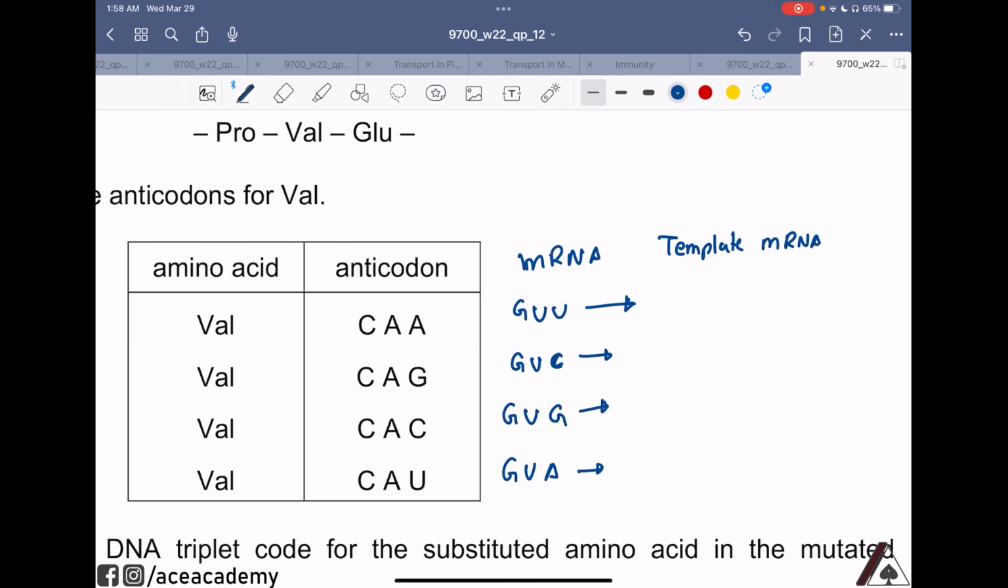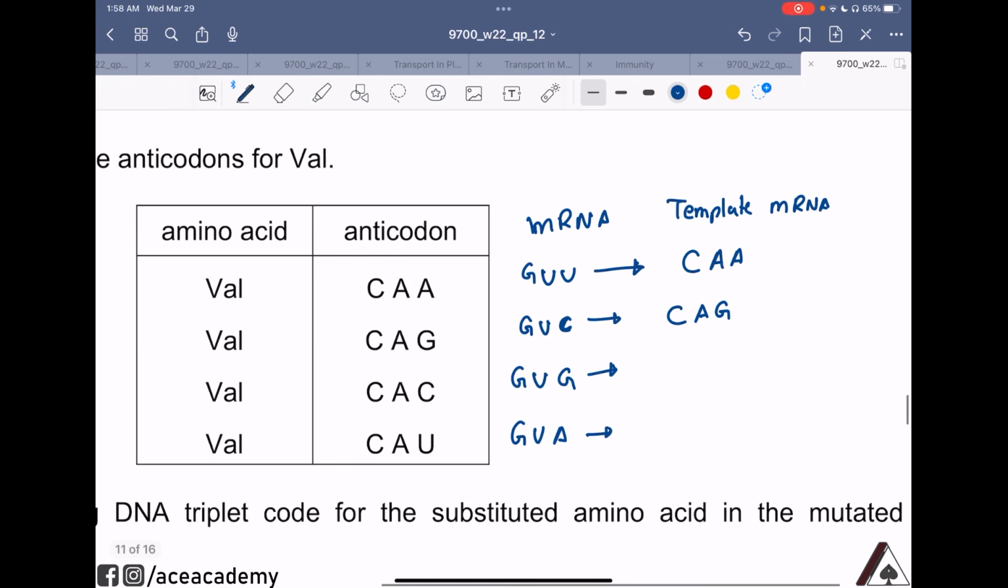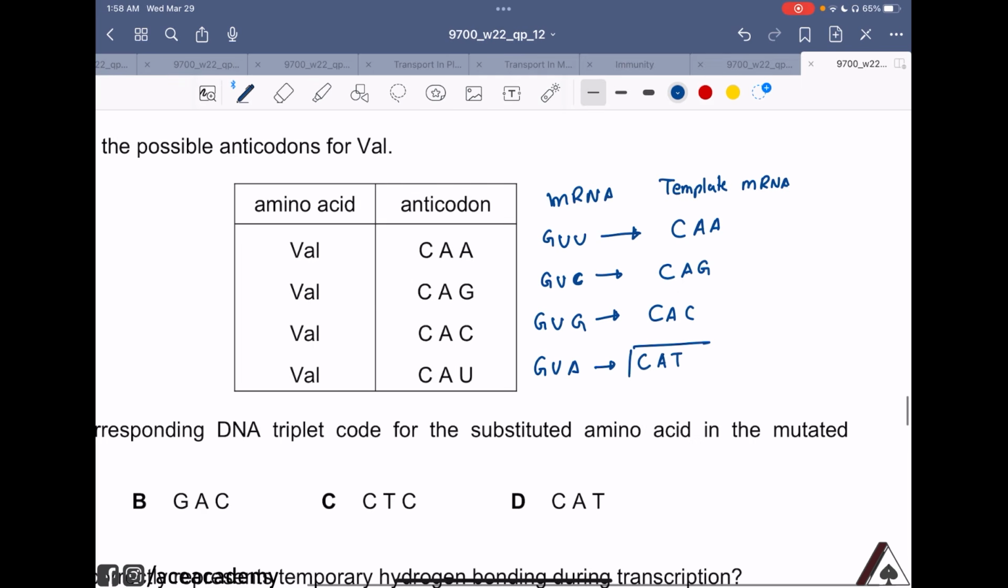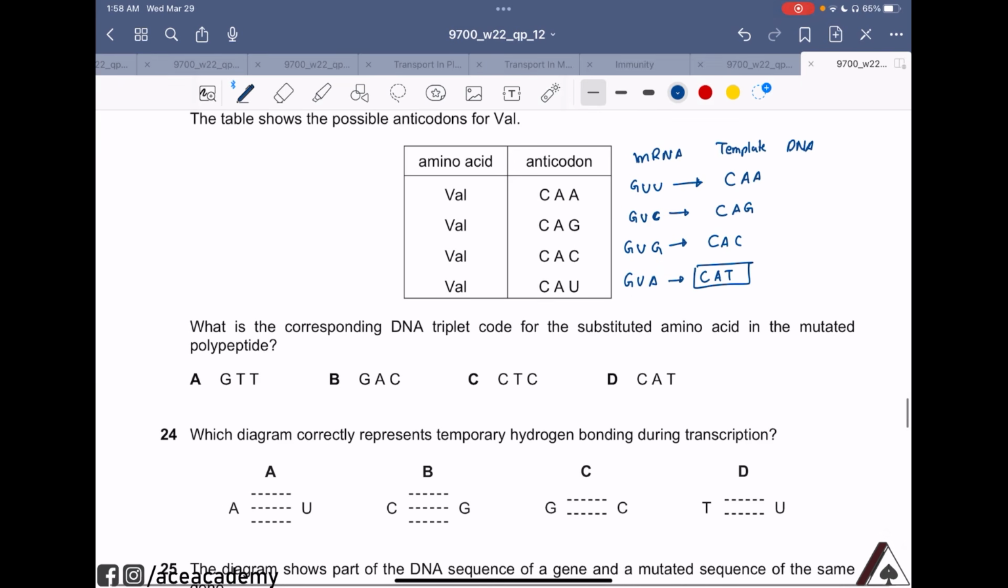Then let's do the template DNA. We're reverse engineering basically. So GUU is actually CAA. Then CAG. Then CAC. Then instead of G, it's CAT. So these are the possible template DNA that we can get. So let's check the answers. GTT, no. GAC, no. CTC, no. And CAT, yes. This is correct.